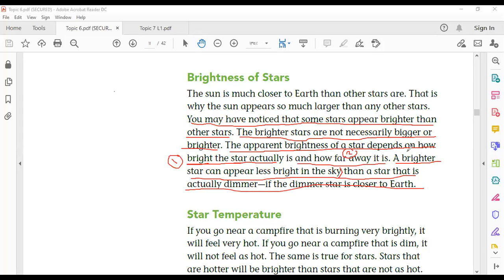What is the opposite of brighter? Yes. What is the opposite of brighter? Dimmer. Excellent.